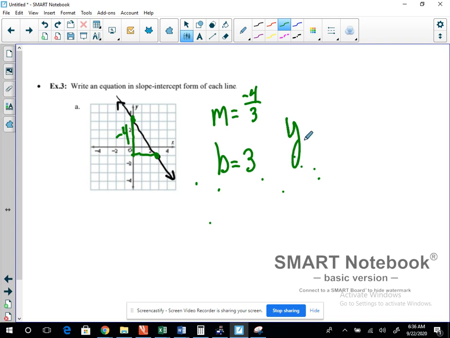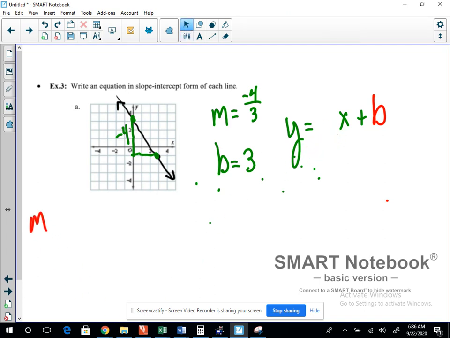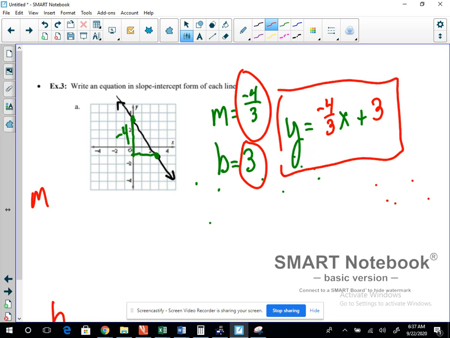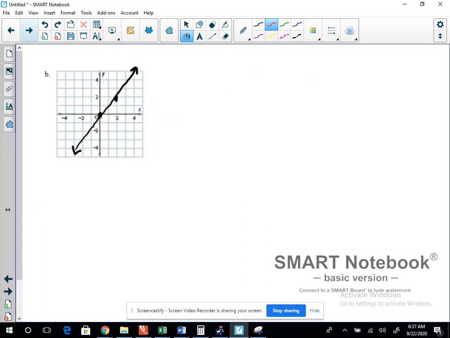And now we have enough to write our equation. Y equals mx plus b. We're going to take out that m and put in negative 4/3. Take out that b, and we're going to put in 3. And that's our equation. So see if you can try the next 3. And I'm going to assume you'll pause the video and give yourself time. And I'm going to try them here.